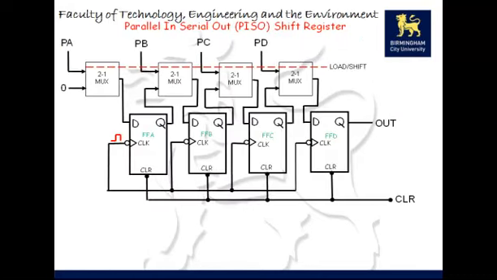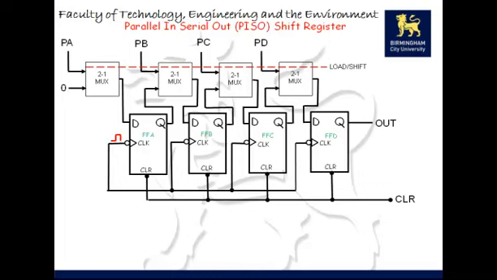Parallel in, serial out is the opposite of the previous one. We're going to load data in at once, however we're going to retrieve the data one bit at a time at the output of the flip-flop to the extreme right of the picture, which is flip-flop D. Now the way I've shown it here, it's shown differently in certain circuits.